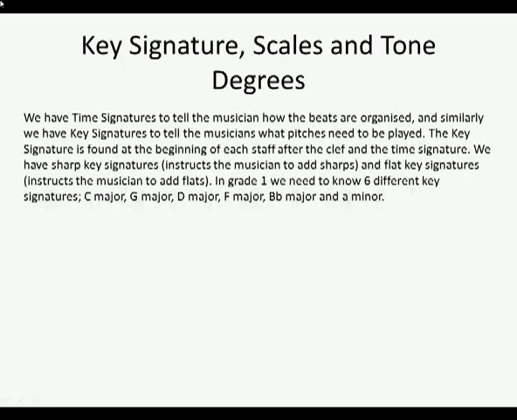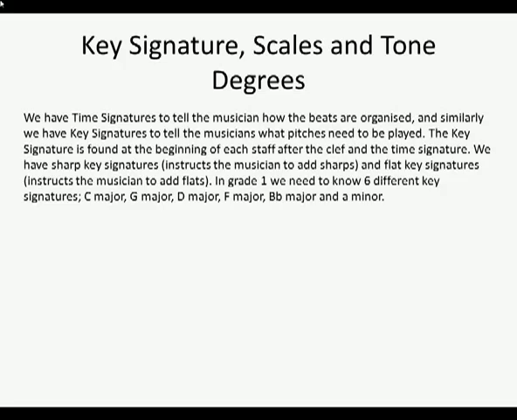Remember we learned about time signatures and how they tell the musician how the beats are organized. Well, we also have what we call key signatures to tell the musicians what pitches they need to play. The key signature is found at the beginning of each staff after the clef and after the time signature. We have sharp key signatures, which instruct the musician to add sharps to the notes they're going to play, and flat key signatures, which instruct the musician to add flats.